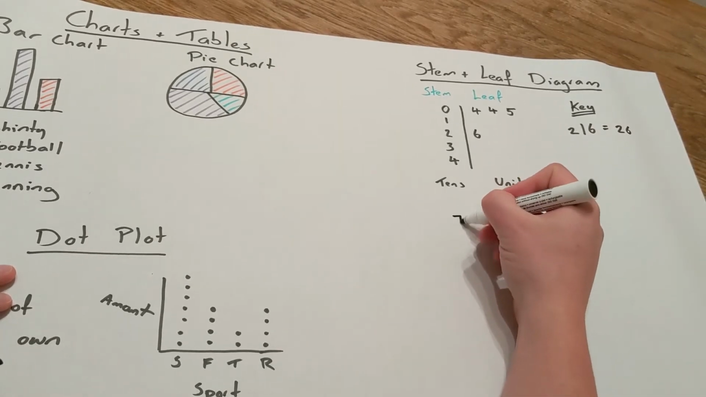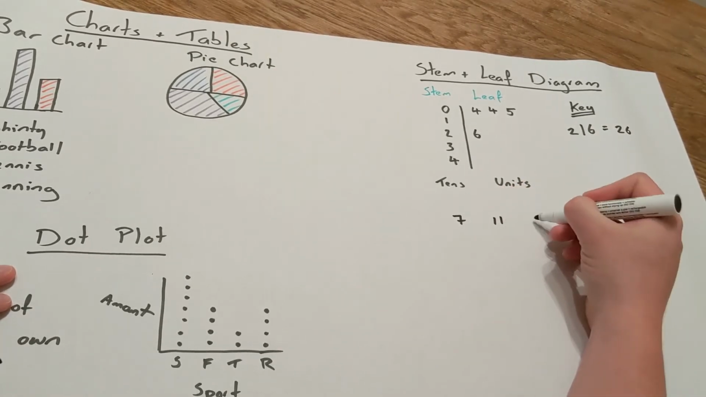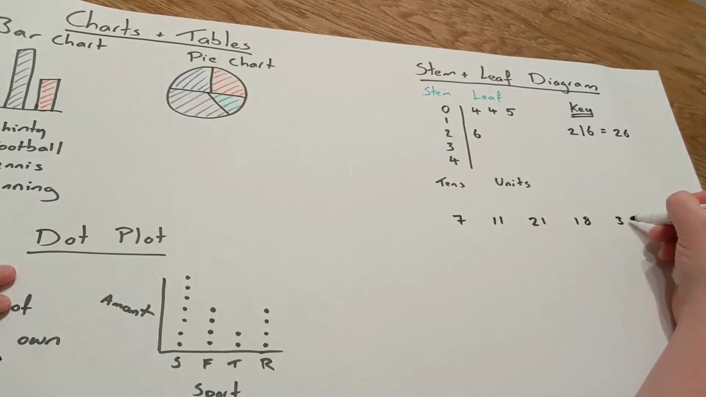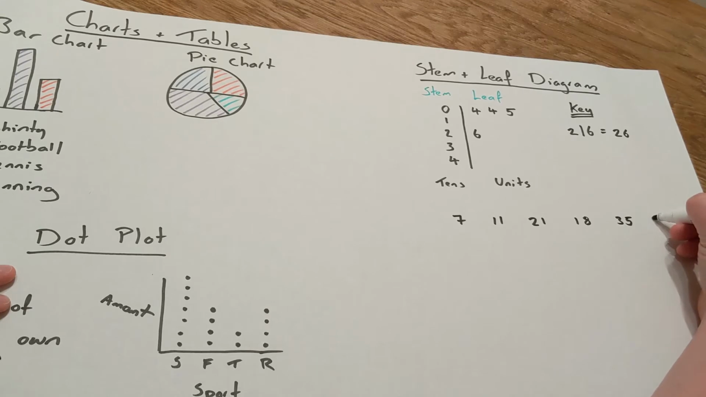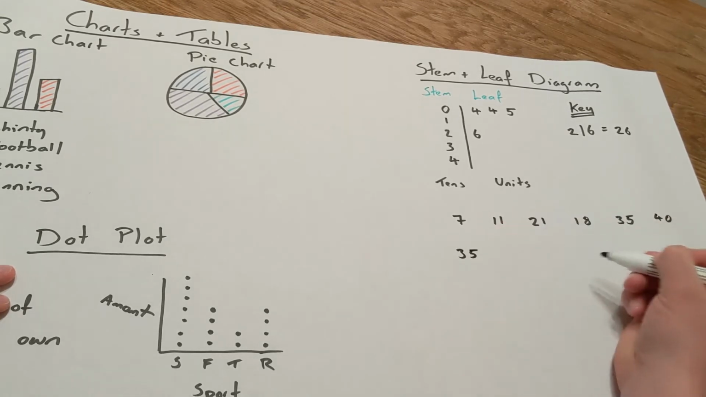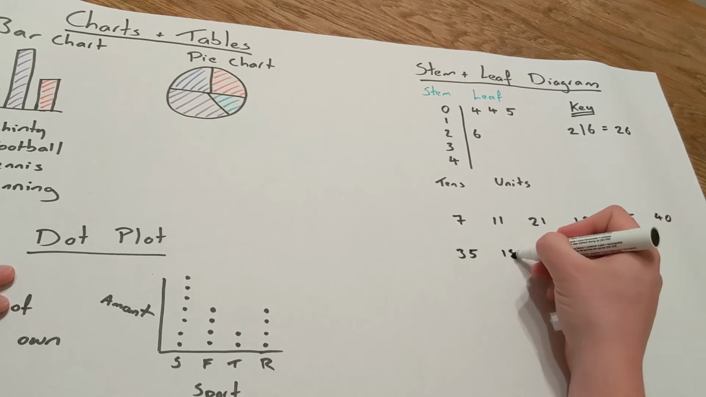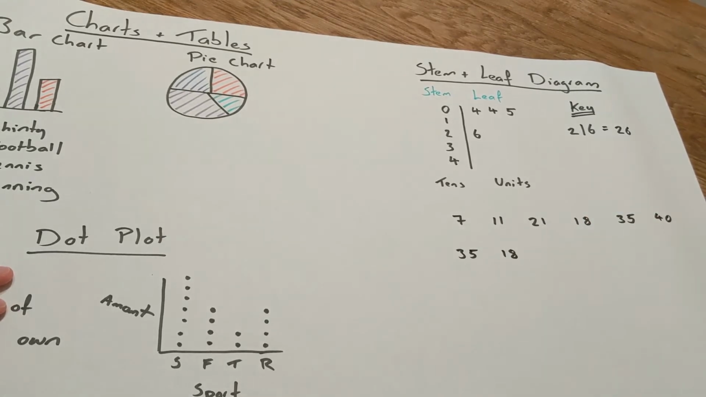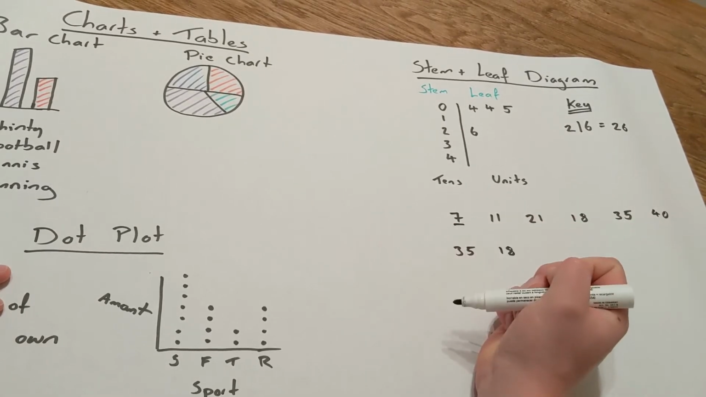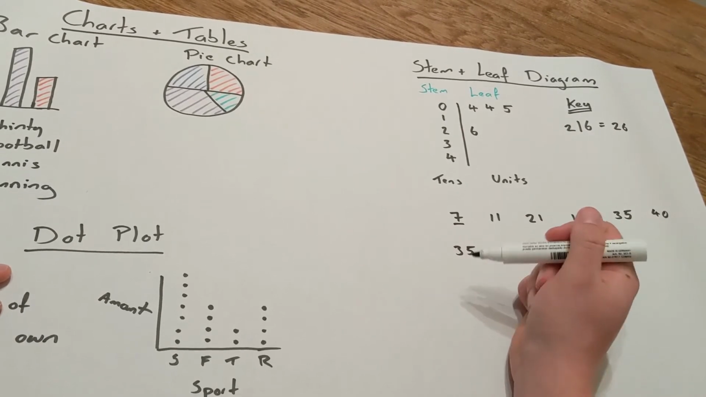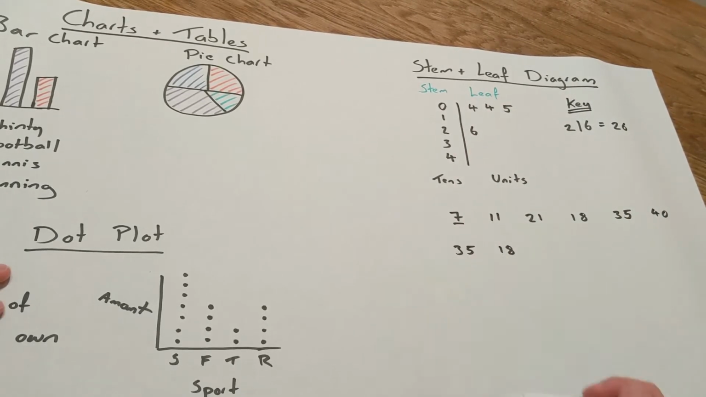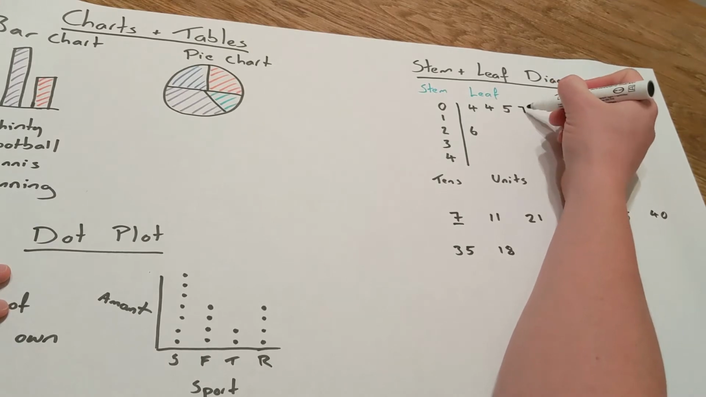So let's just put down some random values that you could have on your stem and leaf diagram. Let's say we've got 7, 11, 21, 18, 35, 40, 35, and 18 again. Now, let's go through all of these. Let's deal with the 7 first. There's no 10s involved there, so it's going up on this one. And there's a 7, so we'll put that there.